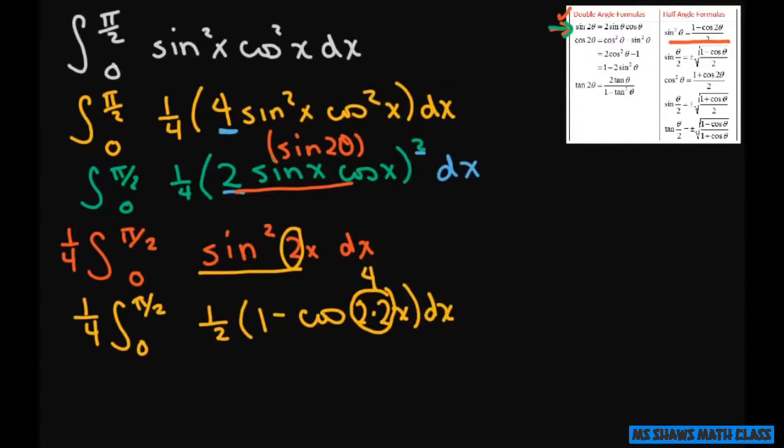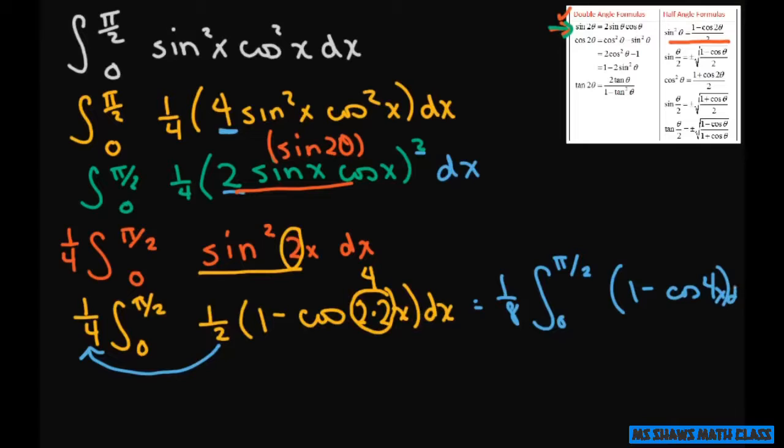All right. And now what I'm going to do finally is pull this out and write this as 1/8 the integral from 0 to pi over 2. And we're going to get 1 minus cosine 4x dx. All right. Now we can evaluate this. So let me write it again. So we have finally 1/8 integral 0 to pi over 2 of 1 minus cosine 4x dx.